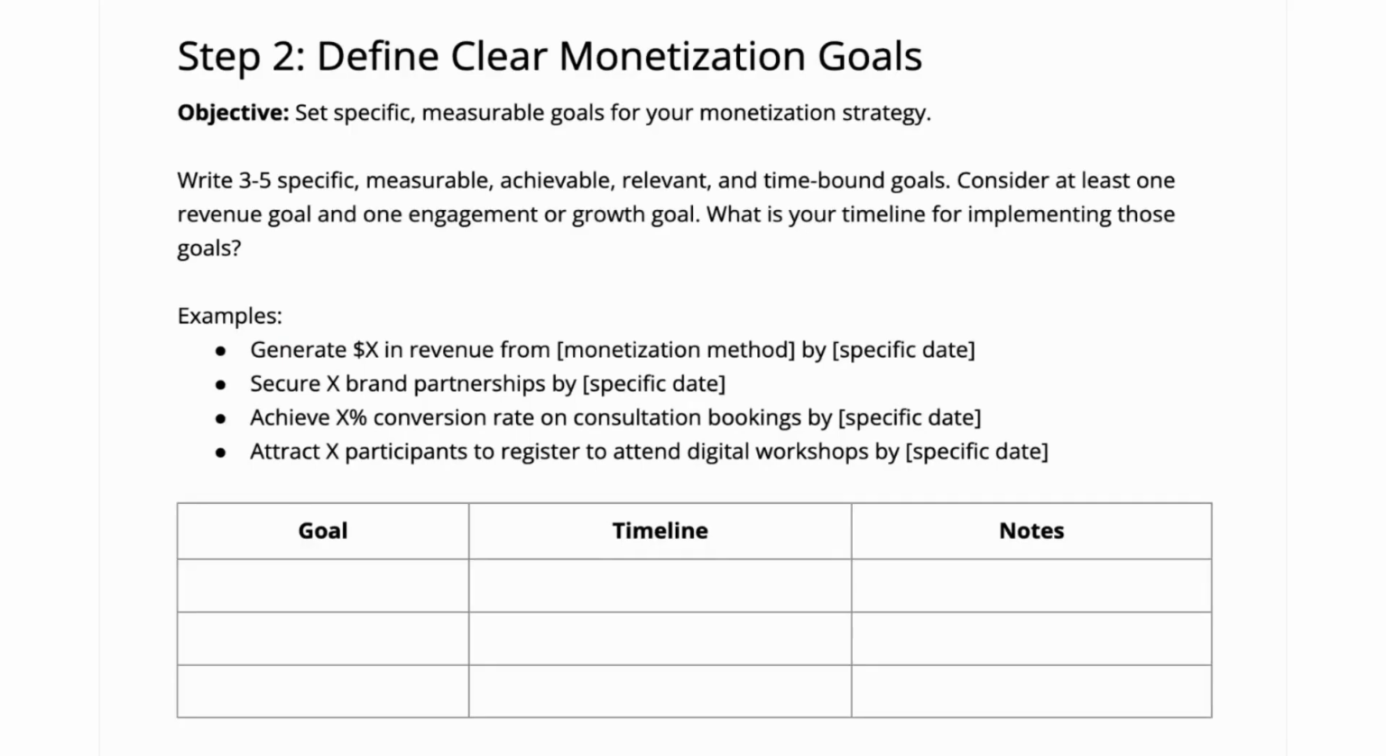Next, let's think about what your monetization goals are and make sure they're measurable and actionable. Instead of saying, I want to make money from Facebook, a clearer goal would be to say, I want to generate a certain amount of money from one of the monetization options by a certain date. For example, I want to generate $100 from Facebook live streaming every month.